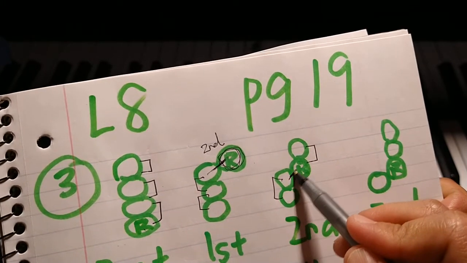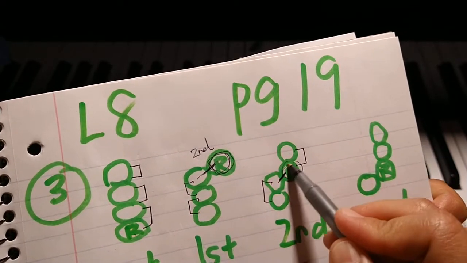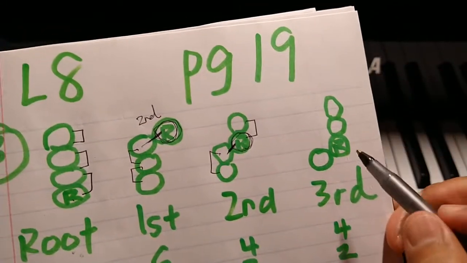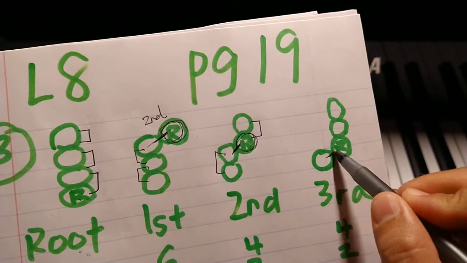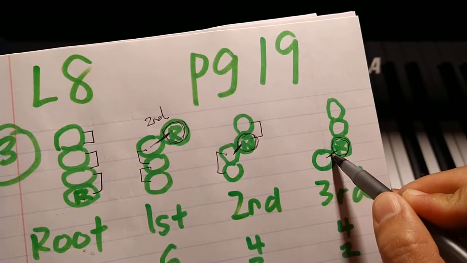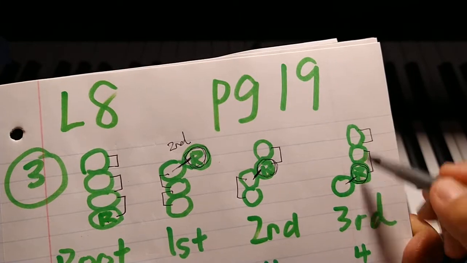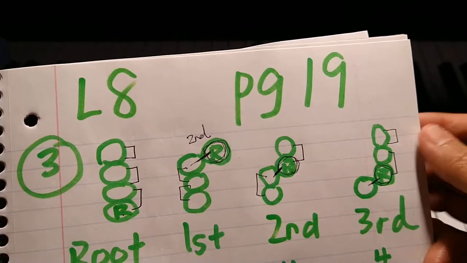So you look for the interval 2. The higher note of the interval 2 is your root. The higher note of your interval 2 is your root. This is interval 3, this is interval 3, so don't worry about the interval 3 place, okay?